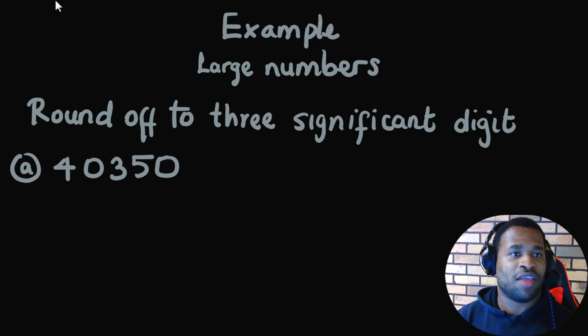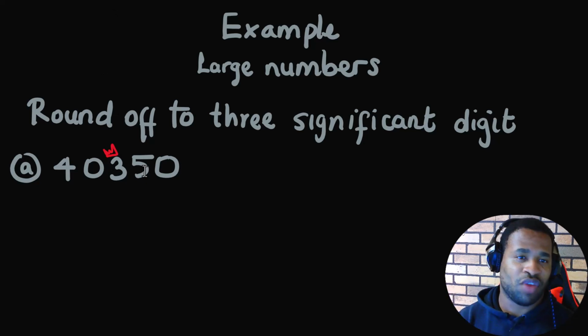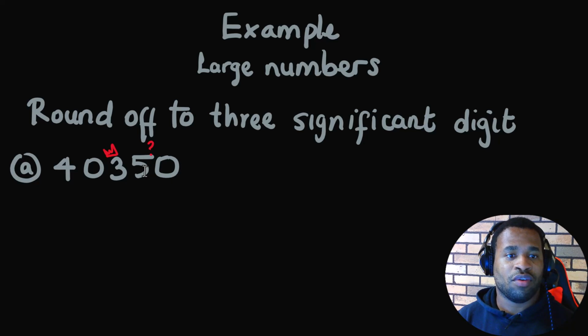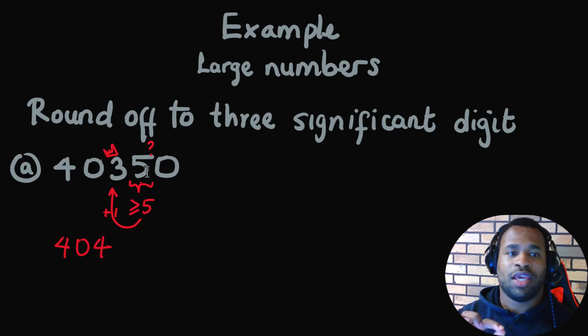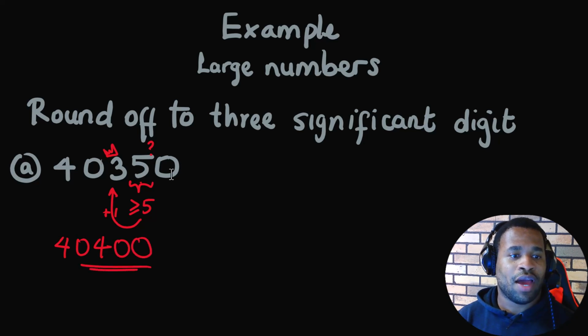So since that 3 is a significant digit, the digit after 3, which is 5, is going to be questioned as to whether it is greater than or equal to 5. And in this case, it is equal to 5. Therefore, I'm going to add 1 to 3, and this results in 4, 0, 4. But now the digits after the significant digit in question are going to be 0 and 0. And so this is our answer for A.